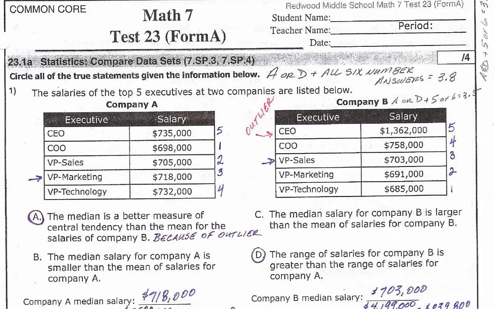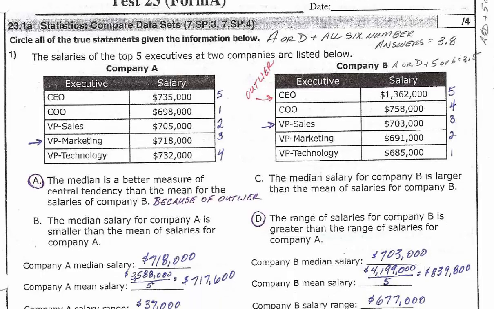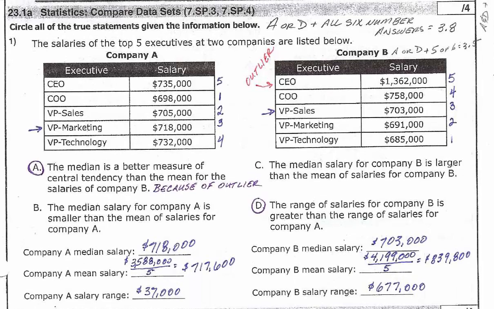All right, here we go with the week 23 test. So first we're doing some statistics. We're comparing data sets. So let's scroll this down so we can see the whole problem. And when we talk about comparing data sets, what they're telling us is we have two sets of data and we're comparing them. We're making some comparisons using some standard statistics.